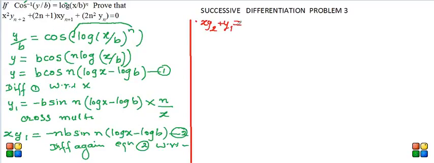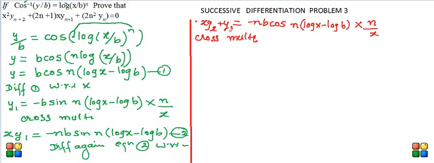is equal to minus nb is constant, and differentiation of sine of anything is cos of that thing, so let me write cos, and the total family which is to the right, it is a function log x minus log b. As a chain rule, into d by dx of this part now, so this is again n by x. Again cross multiplying as usual.